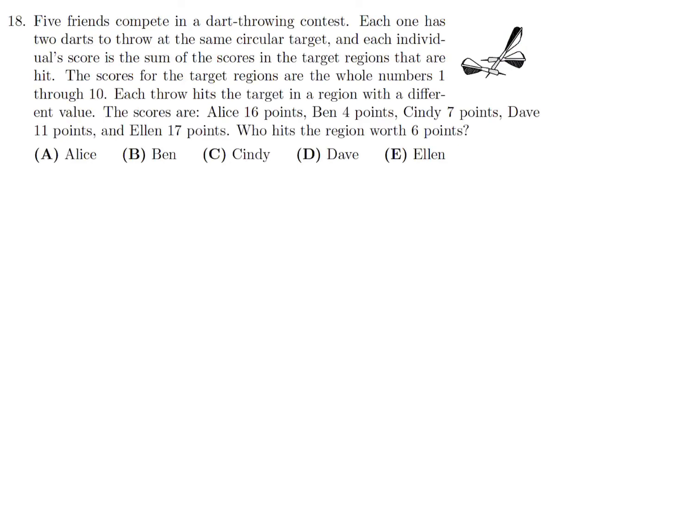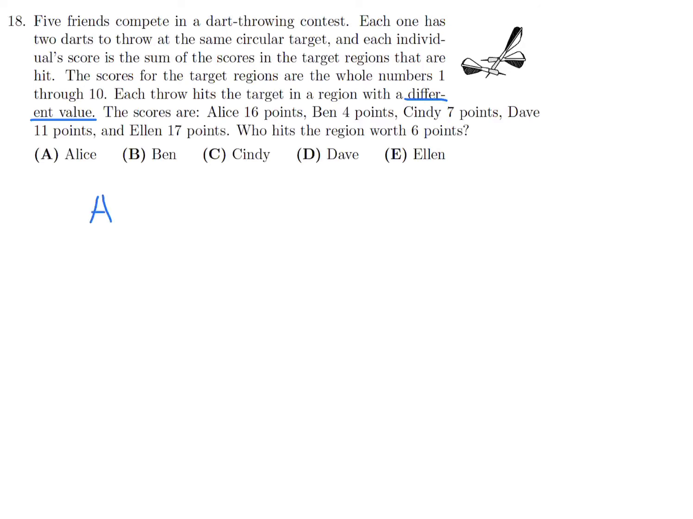5 friends compete in a dart throwing contest. Each one has 2 darts to throw at the same circular target, and each individual score is the sum of the scores in the target regions that are hit. The scores for the target regions are the whole numbers 1 through 10. Each throw hits the target in a region with a different value. The scores are Alice 16, Ben 4, Cindy 7, Dave 11, Ellen 17. Who hits the region with 6 points?